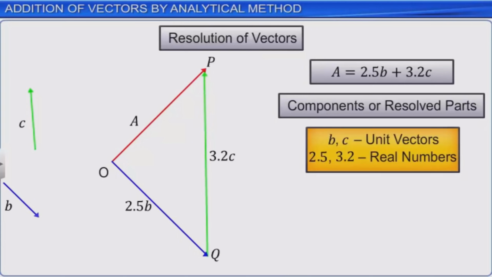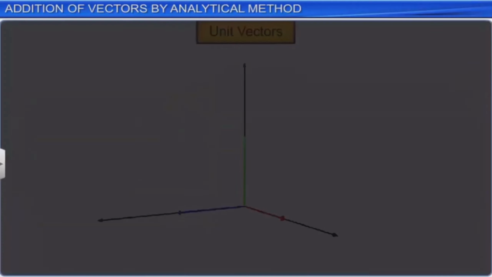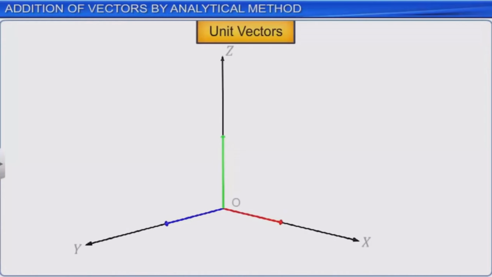Usually, vectors are resolved along the axis of a rectangular coordinate system using unit vectors for convenience. Unit vectors have a magnitude equal to unity, and they indicate a particular direction. You do not specify any dimension or unit for these vectors. They only indicate direction.